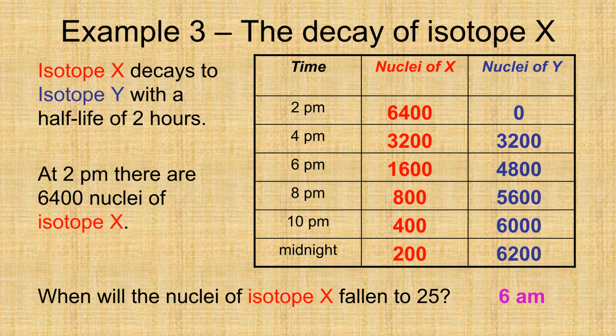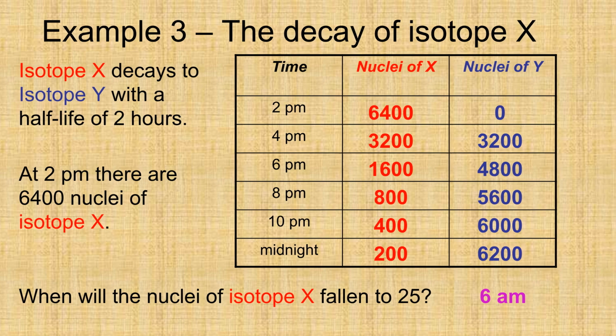Example 3 involves isotope X, which decays to isotope Y with a 2-hour half-life. If there are 6,400 nuclei of X at 2 p.m., we can track the decay over time and find the number of isotope Y nuclei.